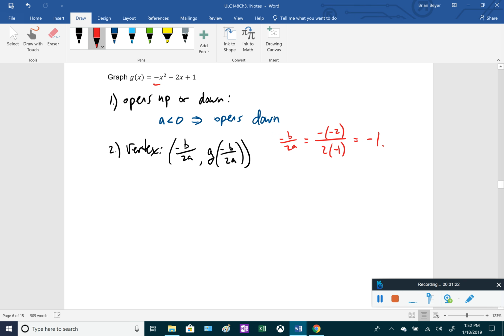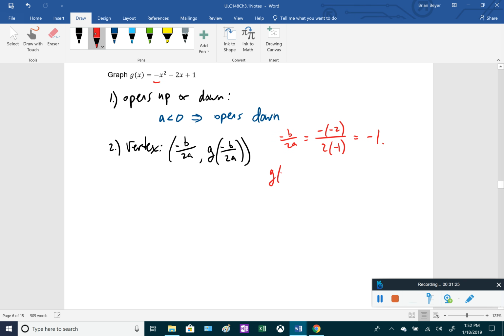So we're going to evaluate this y coordinate. So it's going to be g of the x coordinate. So we're going to plug that in, negative (-1) squared minus 2 times -1 plus 1. So if we evaluate this, (-1) squared is +1, but we have the negative out front, making it negative. So it's going to be -1 plus 2 plus 1, which gives us 2. So once again, just don't mess up your order of operations. That gives us a vertex of (-1, 2).